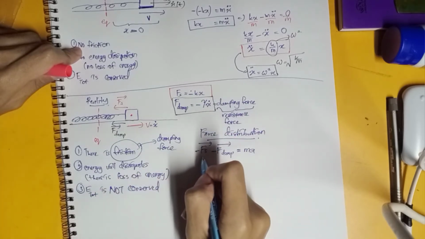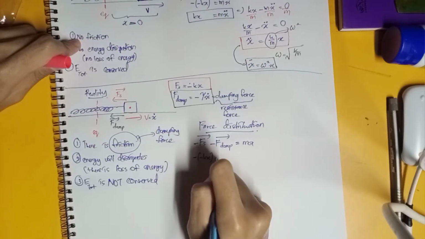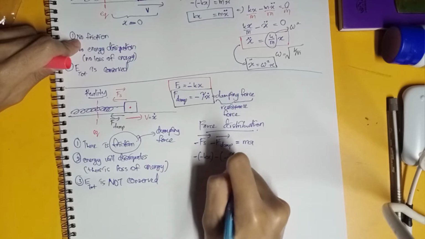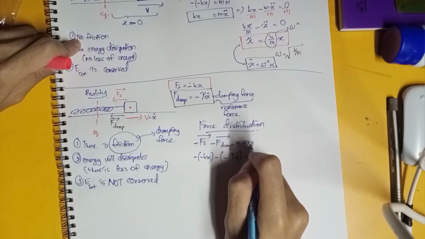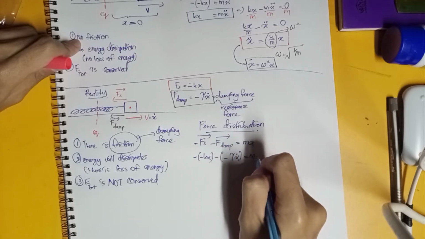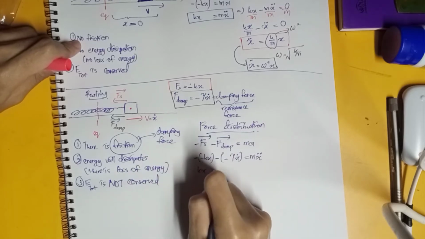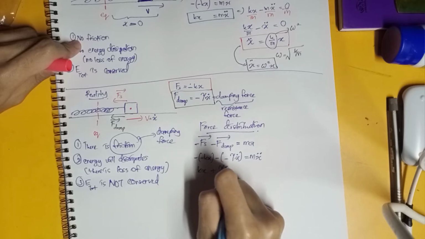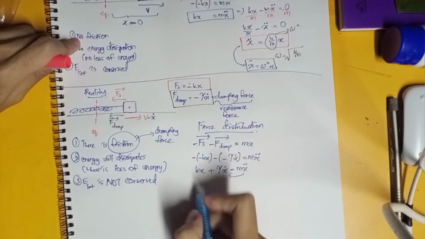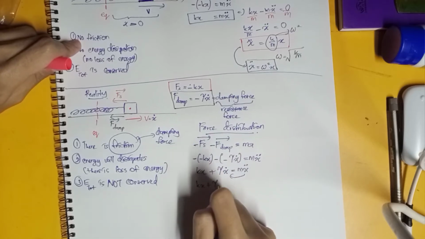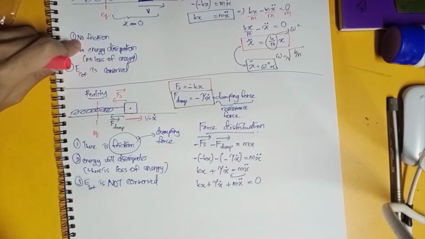Right, so let's break down the formula here, which is negative kx minus gamma x single dot equal to m, and then a, we change it into x double dot. Now we get kx plus gamma x single dot equal to mx double dot. And now we move it to the left, so we get kx plus gamma x single dot plus mx double dot equal to 0.